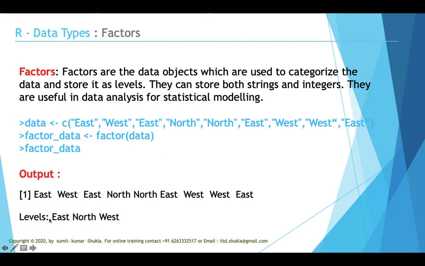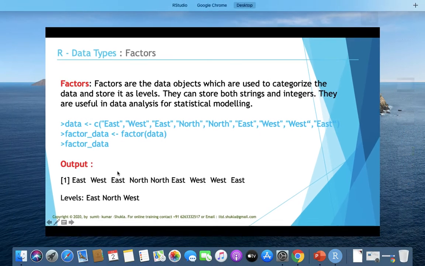And the levels are only the unique values, east, north and west, which have been repeated a number of times in this data. So let's quickly move down and solve it.